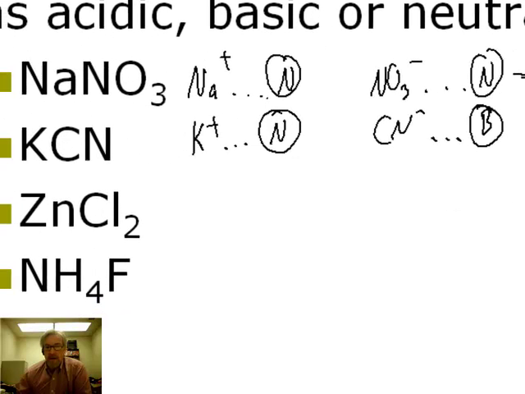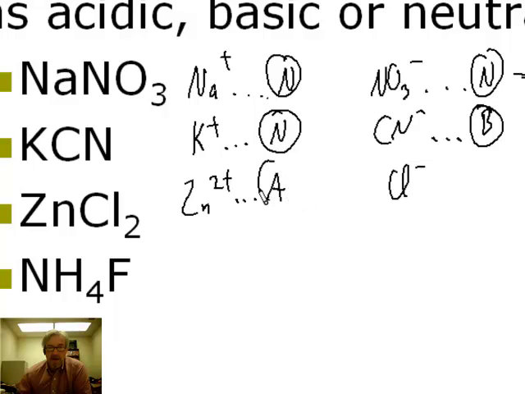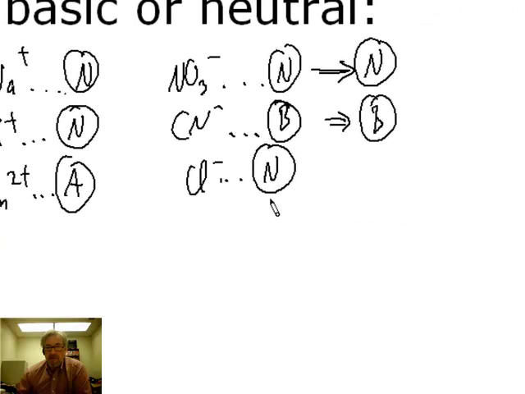Next one. Zn2+ is the cation and Cl- is the anion. Zn2+ as a cation has only two choices. It can be neutral because it's from a strong base, and that's not the case here because it's not calcium, strontium, barium, or a group 1. So that means it has to be acidic. Cl-. Well, this is the anion from a strong acid, so that means it's a neutral solution contributor. And if I have acid plus neutral, the net result is going to be acid.